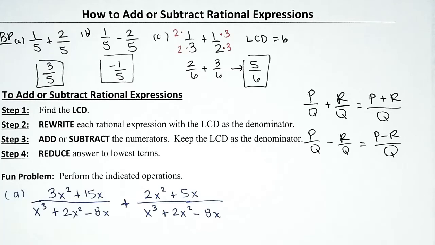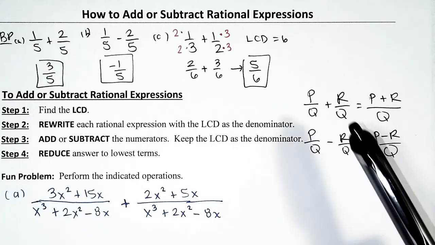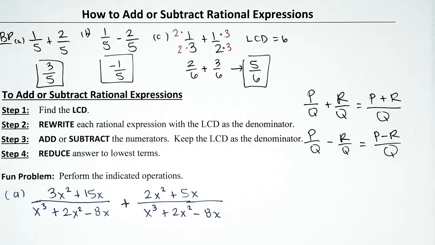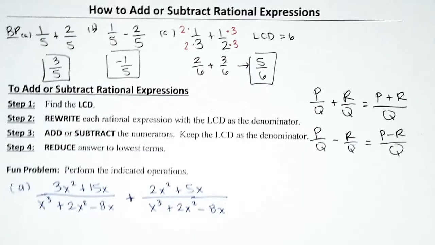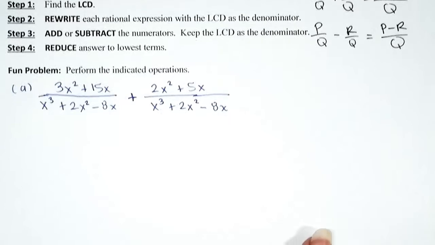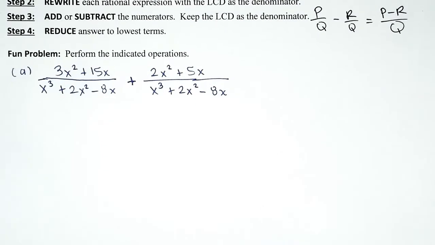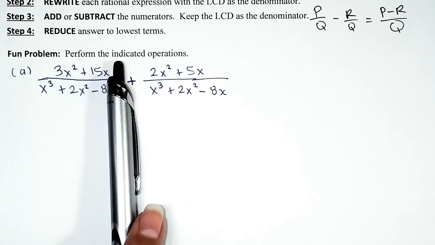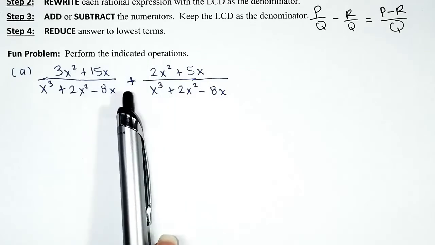Okay, so for these fun problems, we have 5 on the agenda. Some may have the same denominator, some may not. So let's do this so we can be out. Okay, so it says perform the indicated operation. So that's code for do whatever that operation says. We got a plus sign, so guess what? We are adding.